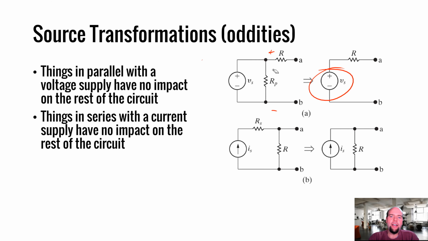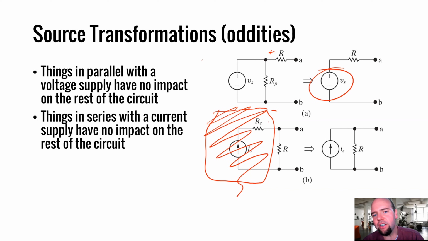Things in series with the current supply, you don't know. Again, put this in a black box. You don't know what's going on in here. As far as the rest of the circuit's concerned, there's I_S amps flowing here. It doesn't care if there's a resistor here. It doesn't care what's in series. You could have a voltage supply here. You could have anything you want in series with that current supply, except for another current supply with a different magnitude or a different direction. The rest of the circuit doesn't feel it. So anything in series with a current supply, we can replace with just that current supply.